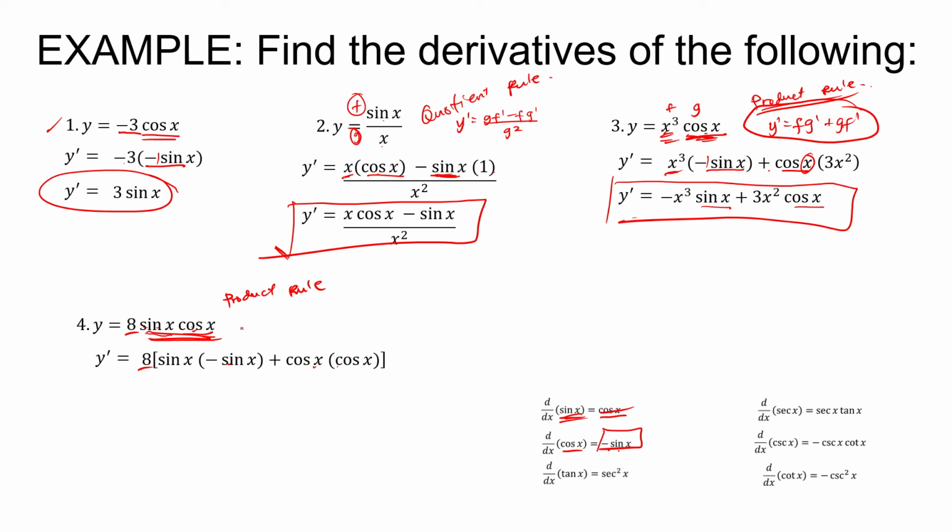And solve. So, it would be, simplify mo lang, sin x times negative sin x. Dalawang sin x. So, it's negative sin squared x. Cos x times cos x, cosine squared x. Tapos, may 8 sa labas. Ngayon, syempre, dahil may 8 sa labas, i-distribute mo yan sa bawat sa loob. So, 8 times negative sin squared x, so negative 8 sin squared x plus 8 cos squared x. And this is already the answer in that example.